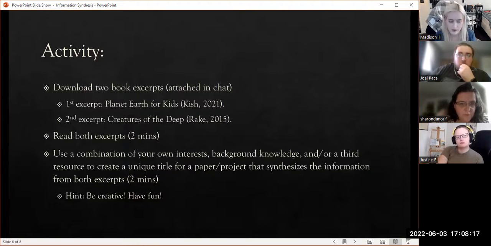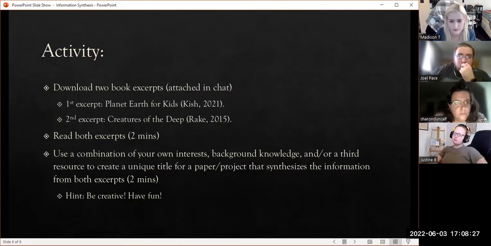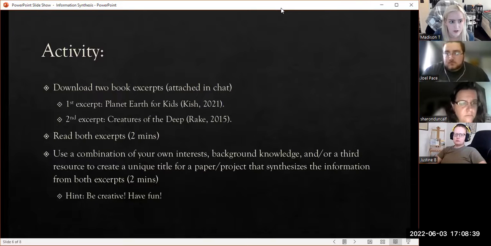And it's not like a trick activity. It's not supposed to be difficult. This is just supposed to demonstrate that depending on who you are and what your interest is, you could read the same sources as another person and go in completely different directions with it. So it's kind of cool as an introduction to information synthesis, because it shows how unique everyone really is in terms of where they take information or how they want to use information. So yeah, take about 4 minutes to do that, and then we will share what we found.